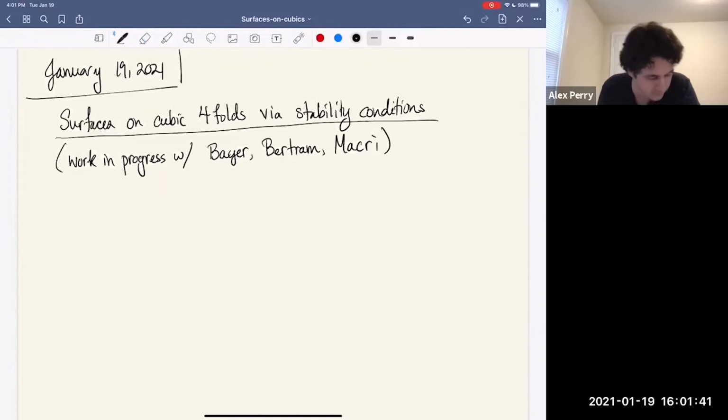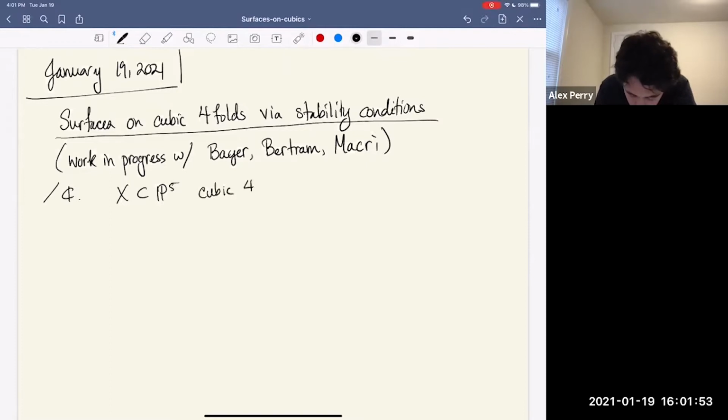So in this talk, I'll work over the complex numbers, and X inside of P^5 will denote a smooth cubic fourfold. So I want to start, before we say anything about derived categories, by reminding you about a relation between cubic fourfolds and K3 surfaces. And that's easiest to see.